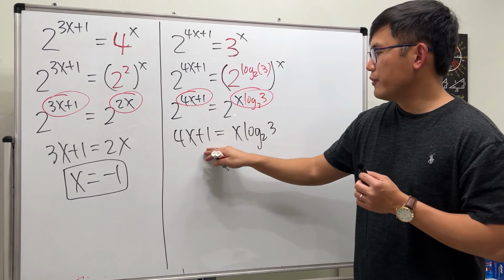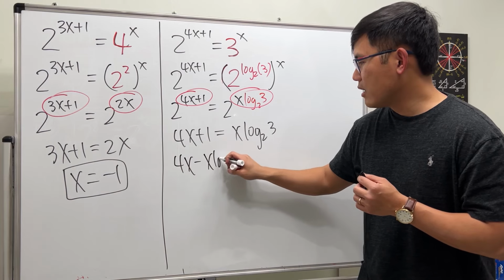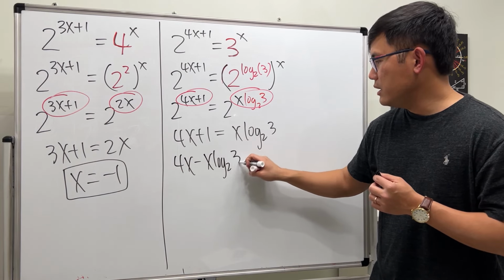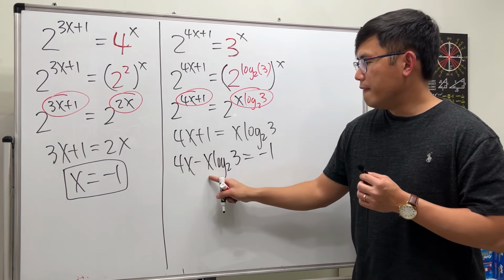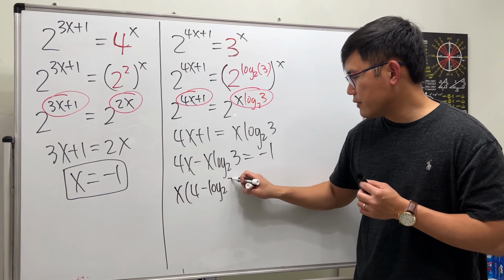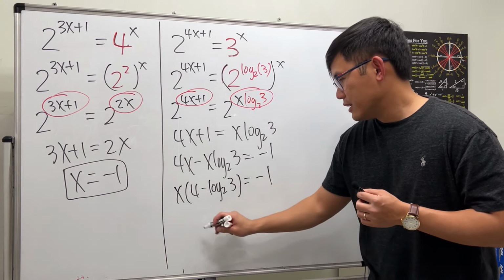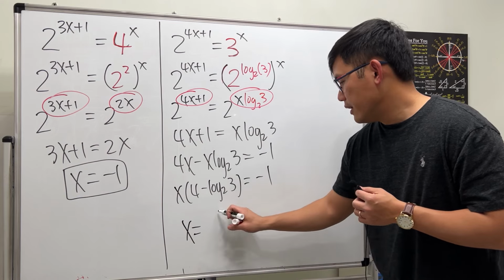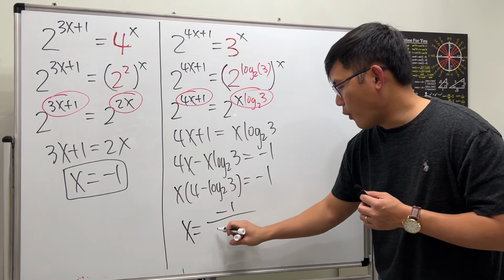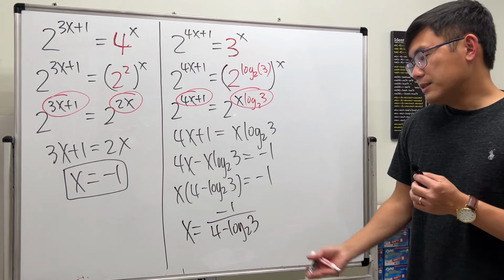Move this there and move the 1 here. So we get 4x minus x log base 2 of 3 equals -1. Factor out the x. And then 4 minus log base 2 of 3 is equal to -1, and then just divide down both sides. So x equals -1 over 4 minus log base 2 of 3. And that's pretty much it.